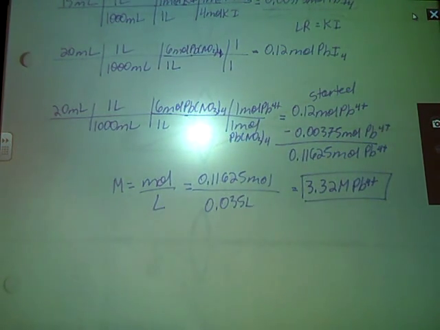So there's a lot more lead left in this thing than potassium. How interesting. So that's another direction that these ion concentration problems can take.